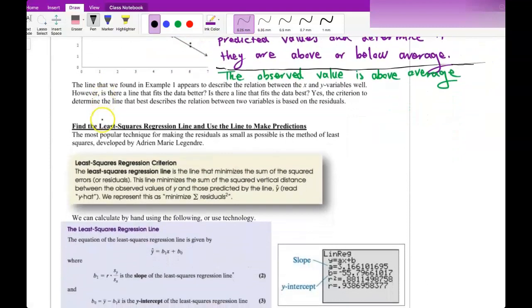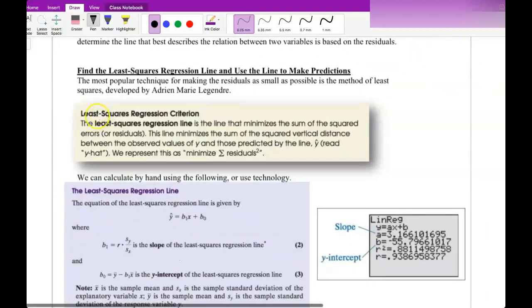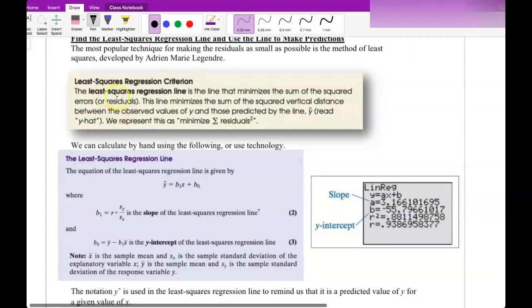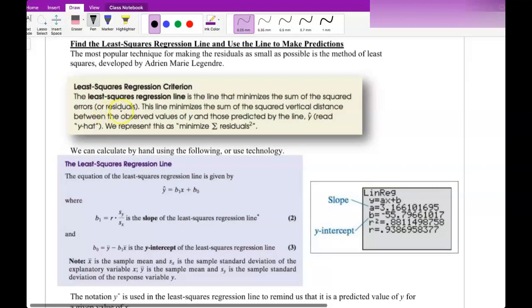Okay, next part: the least square regression line. What is that? The least square regression line is a line that minimizes the sum of the squared errors or residuals. So this minimizes our residual. This line minimizes the sum of squared vertical distances between the observed values of y and those predicted by the line, y hat. So we use y hat for that. We represent this as minimize the sum of residuals.